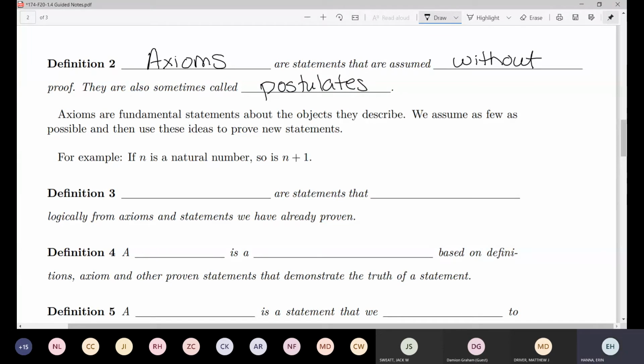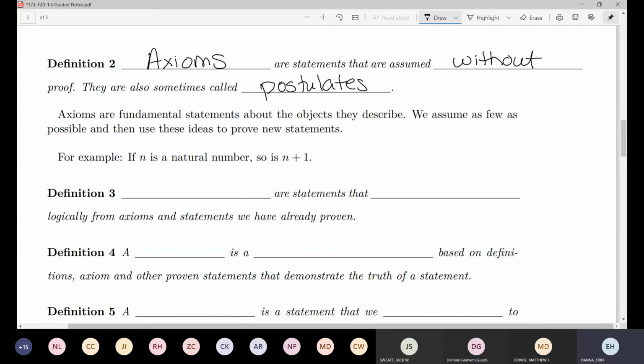Axioms are kind of fundamental statements about the objects they describe. We assume as few as possible because we want to make sure that the bulk of the things we're assuming to be true can be proven. But to be able to prove things, we do need to take some things for granted, if you will. Now axioms, there's no one set of axioms. If you go to a geometry class, there's one set of axioms. If you go to a number theory class, there's another set of axioms. If you go to an algebra class, there's another set of axioms. So it depends on the context you're working in, and they pull the axioms that they need for that specific thing.